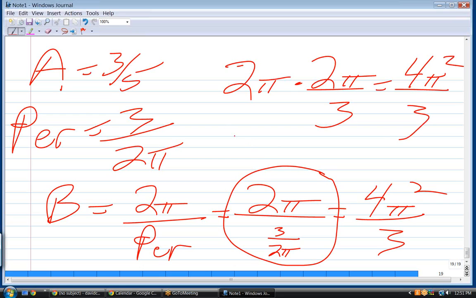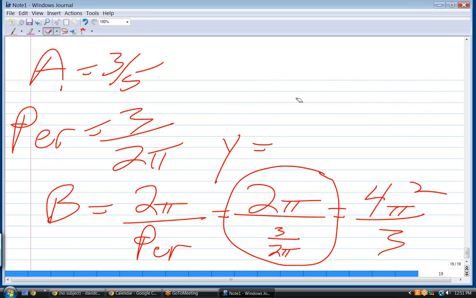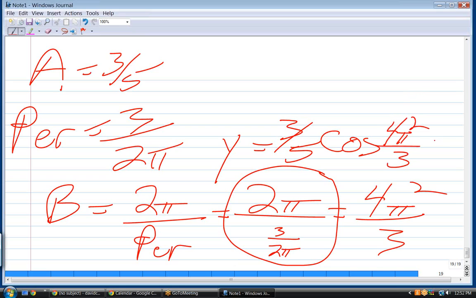So, what's the equation of this thing? Wait, hang on. It was a cosine equation. Right. So then it would be y equals 3 over 5 cosine, and then 4 pi squared over 3 x. Correct. And that's the correct way to write it.